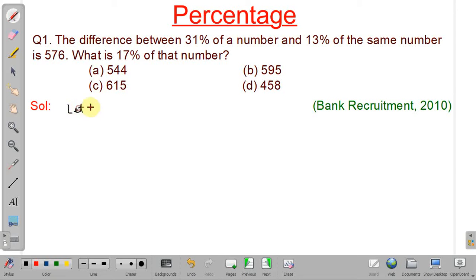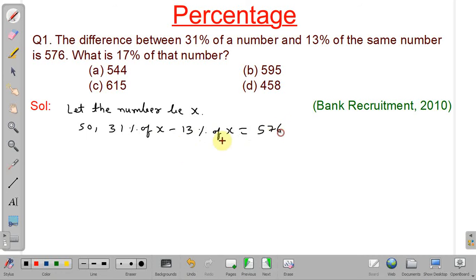So we will assume the number to be x. So 31% of x minus 13% of the same number, so 13% of x, will be equal to 576. So 31% of x minus 13% of x will be 18% of x, and this is equal to 576. So we will calculate x from here.